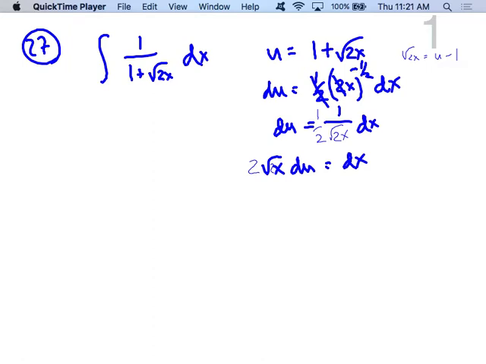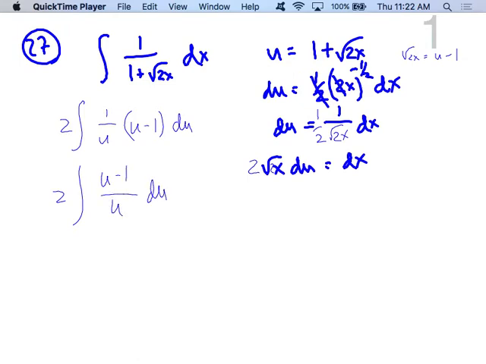I know, I'm embarrassed I assigned this problem. This is gross. Okay, so if I do that, let's see if I can get the substitution to work. This will be 1 over u, and then this mess becomes, there's a 2 out in front, and then u minus 1 du, which is 2 times the integral of u minus 1 over u du.